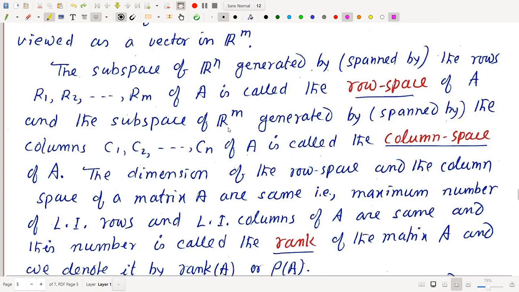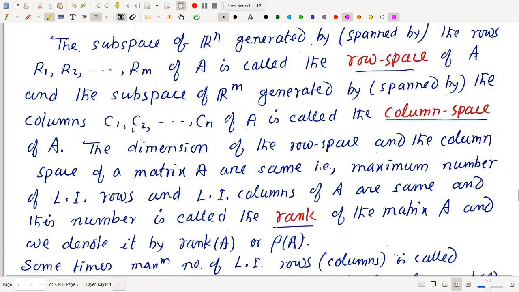And the subspace of R^m generated or spanned by the columns C1, C2, ..., Cn is called the column space of A. The collection of all linear combinations of the columns C1, C2, ..., Cn of A will form a subspace of R^m, and that is called the column space of A.